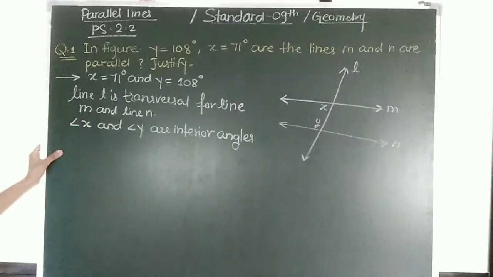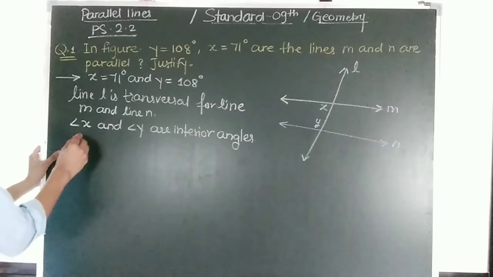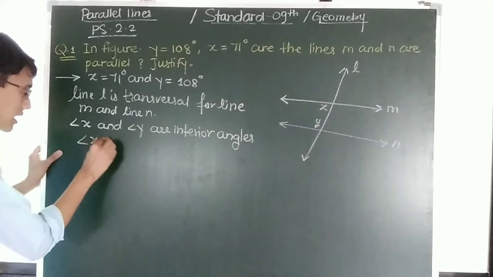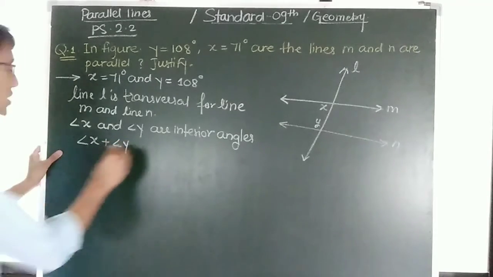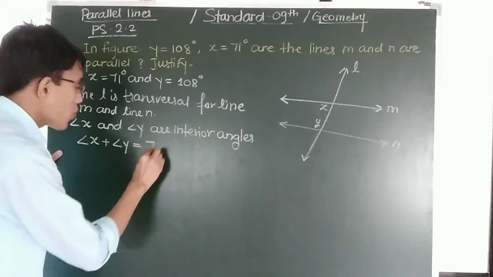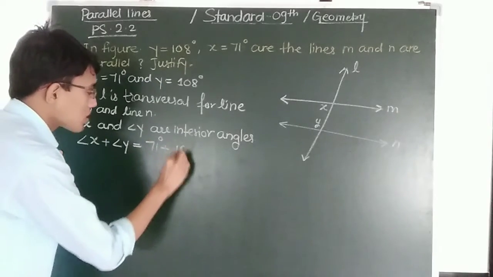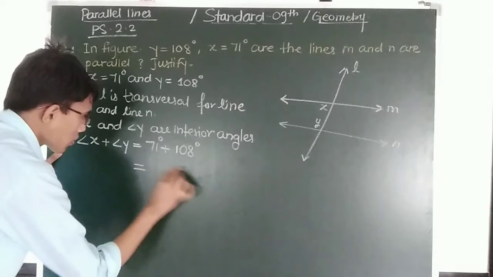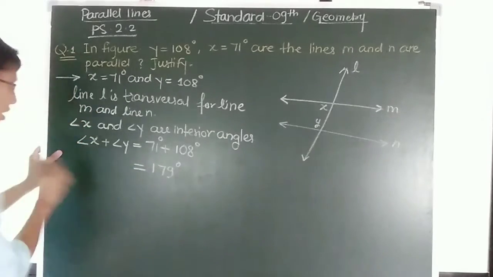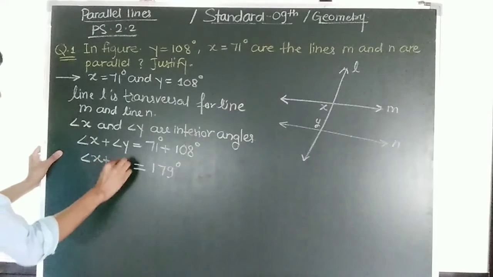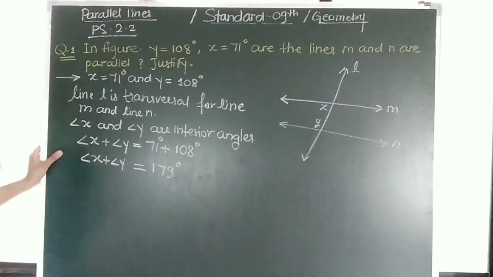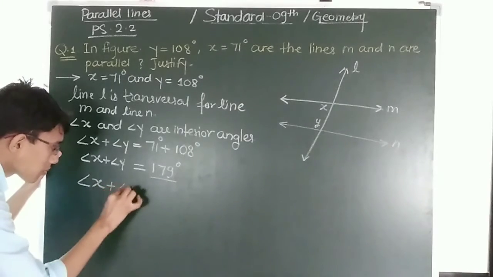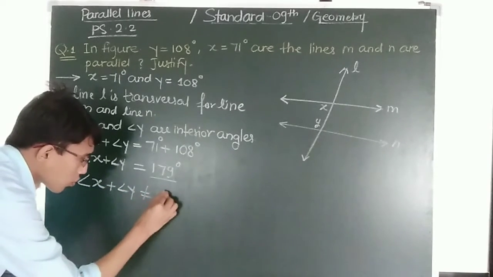Okay, the angles which are between the two lines and on the same side of the transversal are the pair of interior angles. So if I take the sum of angle x and angle y, so what is angle x? 71 degrees plus angle y is 108 degrees. Okay, the addition of these two will give me 179 degrees. I got angle x plus angle y is equal to 179 degrees. The answer is 179. It is not 180. So I can write angle x plus angle y is not equal to 180 degrees.